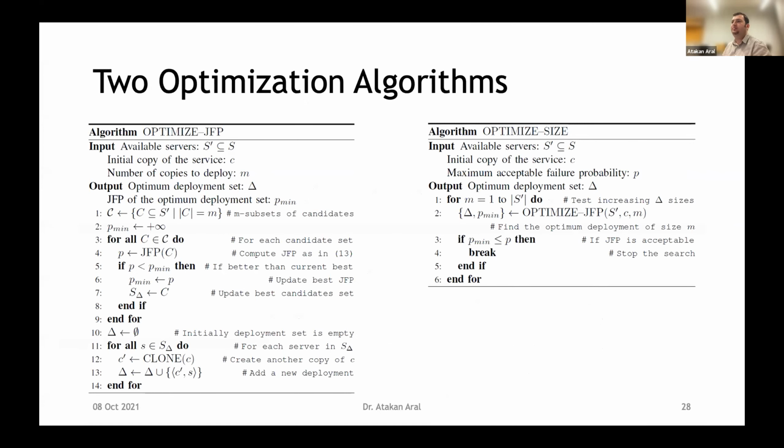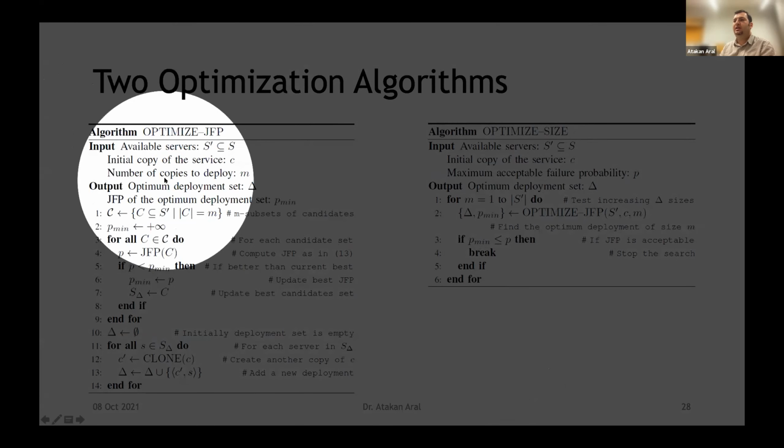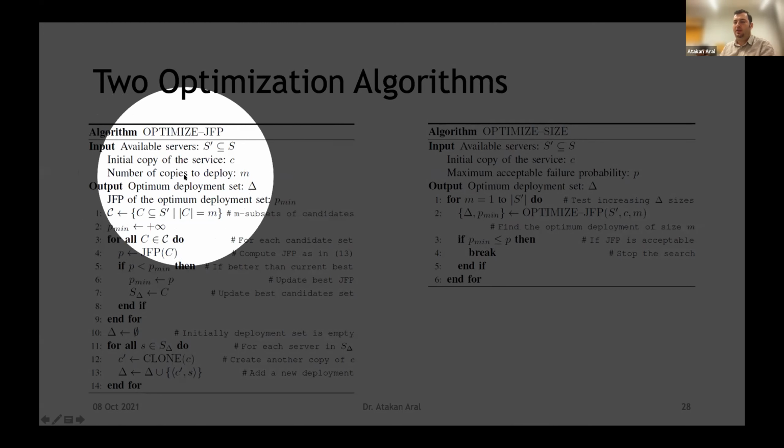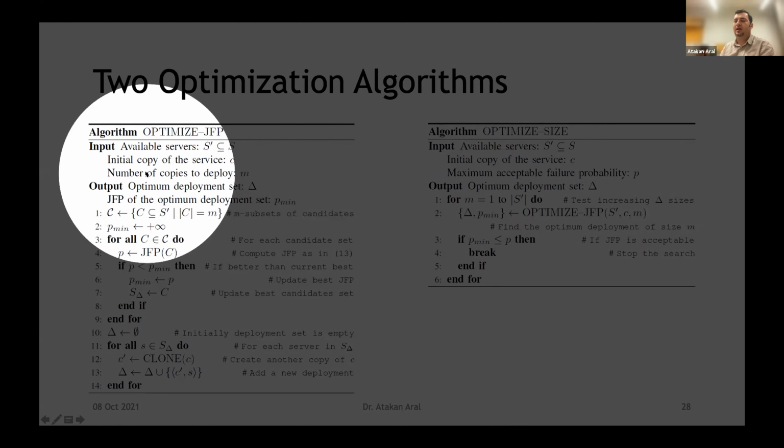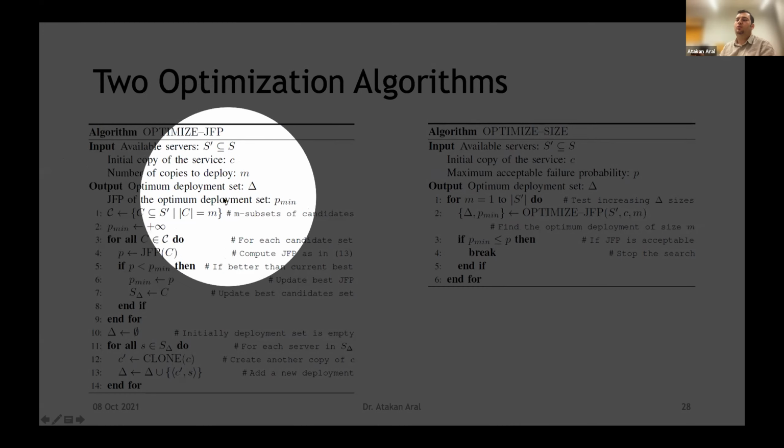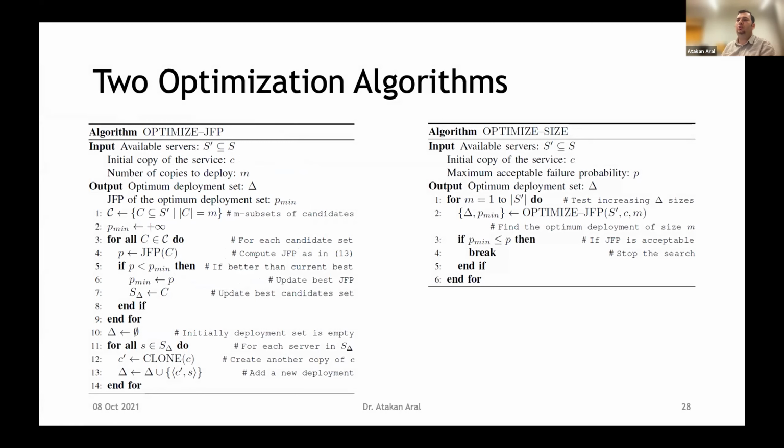So if we go to these algorithms, as I said, I will not go much into detail of these two algorithms. The one on the left is the optimized joint failure probability. Its inputs are the currently available servers, because some of them could be already offline, so we don't consider them. Another input is the initial copy, so we can replicate it in multiple locations. And the third input is how many copies we will deploy. So what it does is basically very brute force. It finds all subsets of size M of the available servers and evaluates each one of them. So it's extremely complex. But as I said, our point is not to provide an algorithm that would be used in practice, because it wouldn't make sense. An algorithm that considers only reliability wouldn't be used in practice. So we only implemented an optimal algorithm.